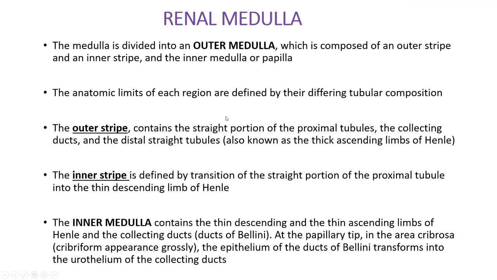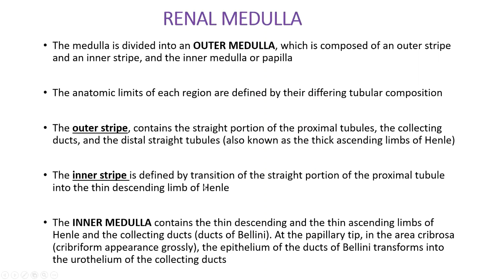Now coming to the renal medulla. The renal medulla can be actually divided into two important layers, that is the outer medulla and the inner medulla. The outer medulla, again, you can differentiate it into two layers, that is the outer stripe and the inner stripe. The outer stripe is comprised of the straight lower portion of the proximal tubules, the collecting ducts, and the distal portion of the straight tubules, which is also known as the thick ascending limb of the Henle's loop.